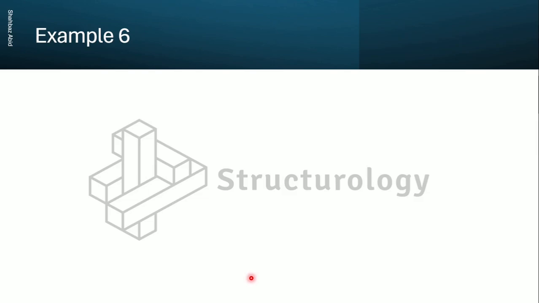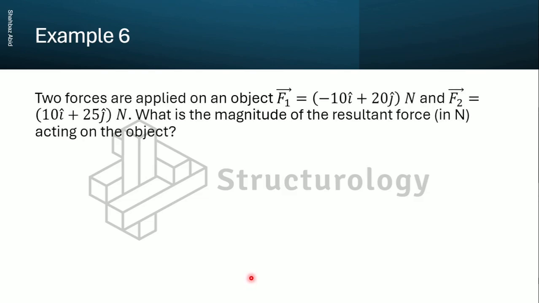Let's see example 6. Two forces are applied on an object. One is F1 is equal to minus 10i plus 20j. Now these are vector components in the i direction, which is the x axis, and in the j direction, which is the plus y axis. Whereas F2 is equal to 10i plus 25j newtons. What is the magnitude of the resultant force in Newtons acting on the object?